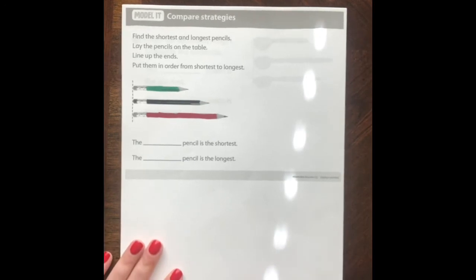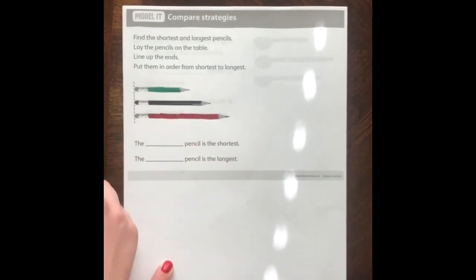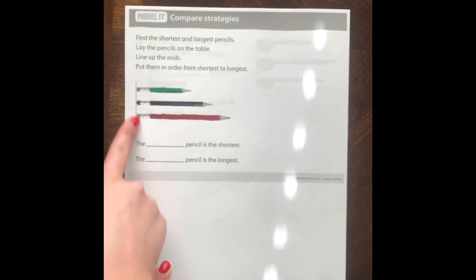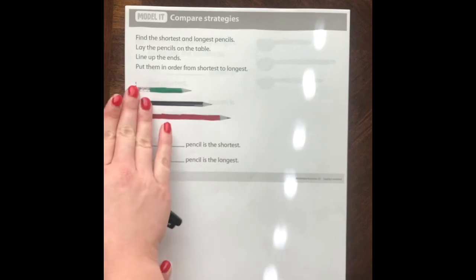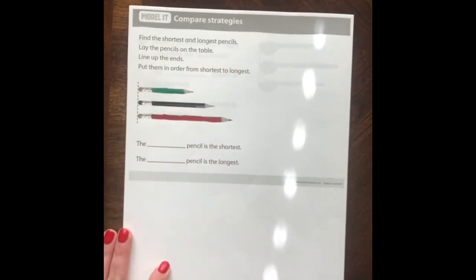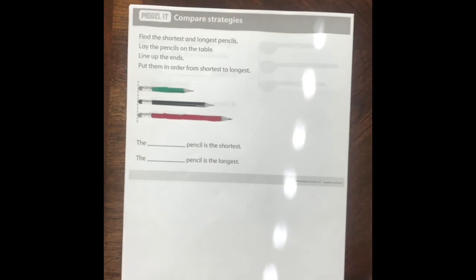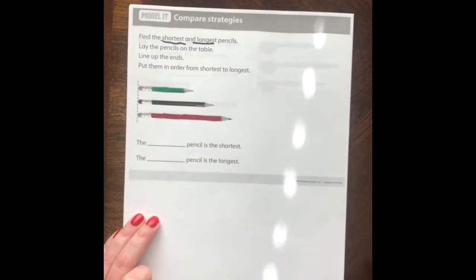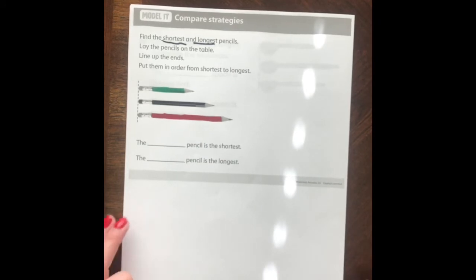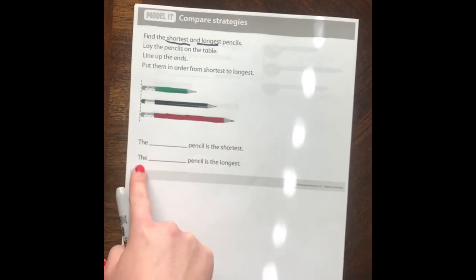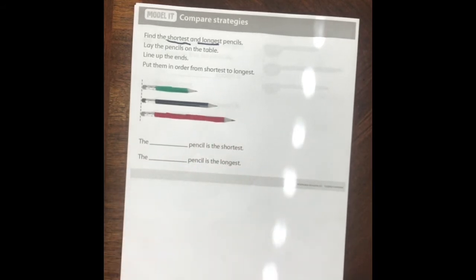So, we already have 3 pencils here. It looks like they're lined up very nicely here because each eraser top is touching this dotted line. So we know that we are measuring them and they all started at the same place. So we need to find the shortest and the longest pencils. They're already lined up. So the blank pencil is the shortest. The blank pencil is the longest.